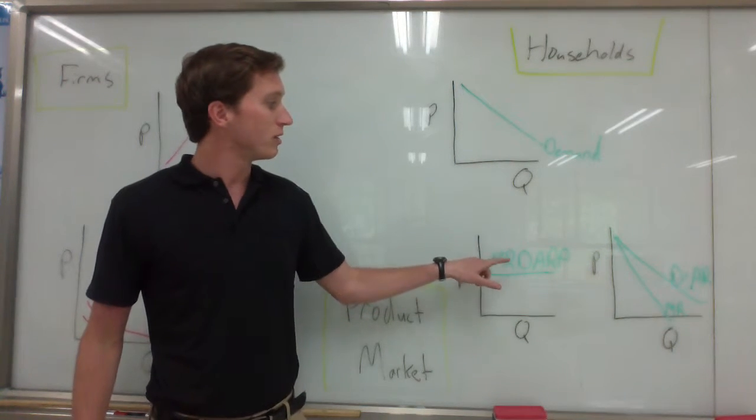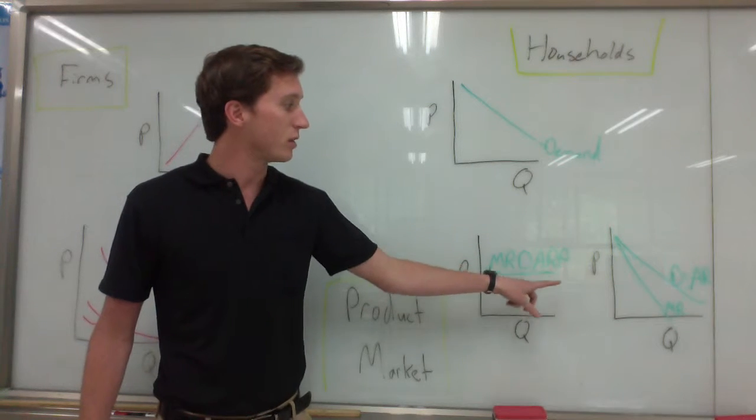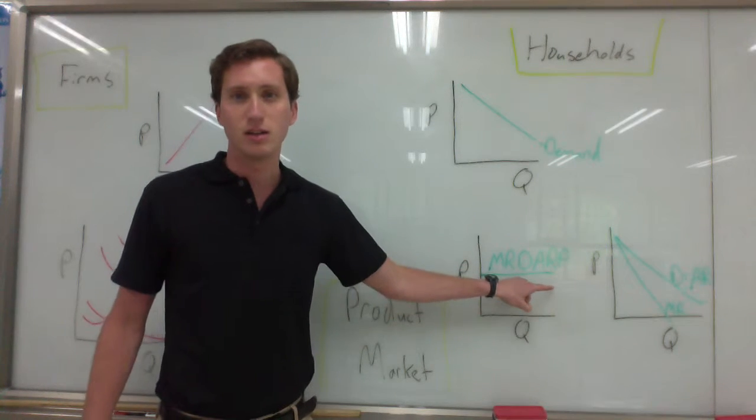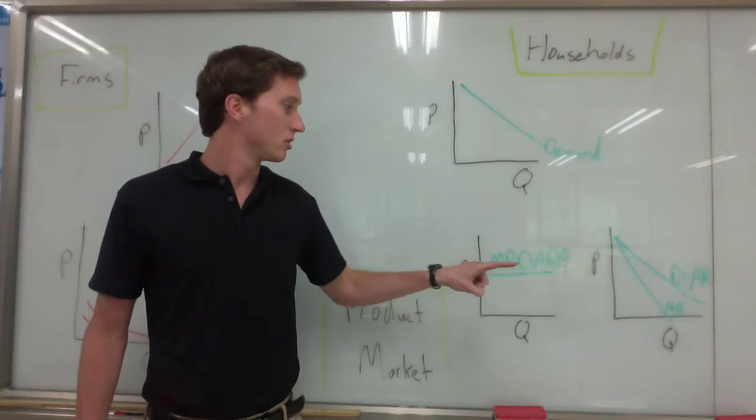So we have marginal revenue, demand, average revenue, and price all being part of the same line. So that is our MR equals D equals AR equals P curve line.